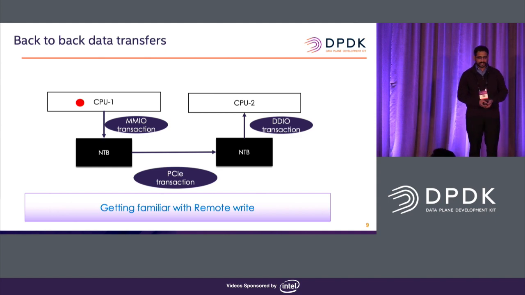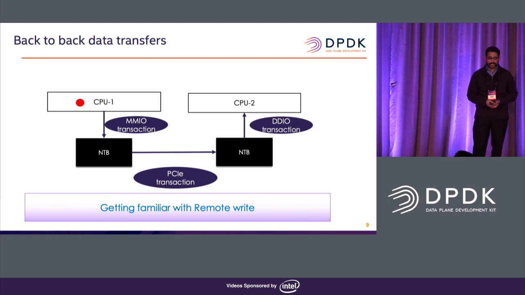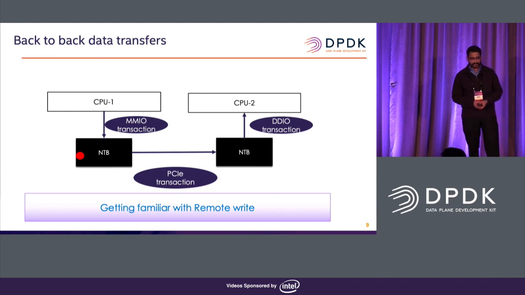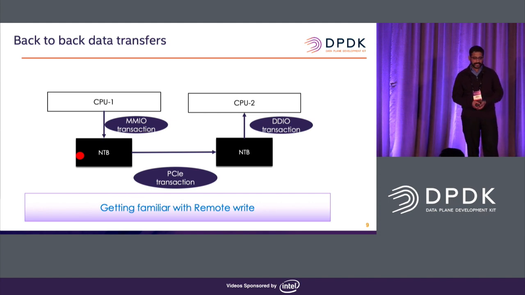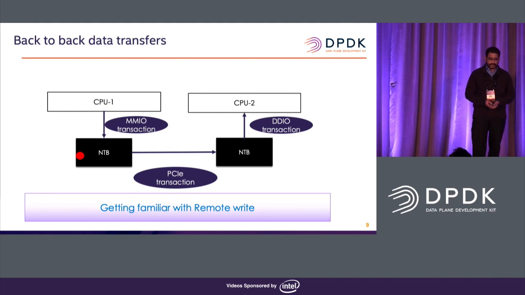So server 1 on the left-hand side has the NTB device, and again the configuration is back-to-back. Whenever a transaction is initiated, it is considered an MMIO transaction, a standard MMIO transaction. Some of the performance benefits we get from MMIO transactions are that you can classify it as write combining, and it is uncached. So you can initiate one big fat transaction instead of sending small transactions out of server 1.